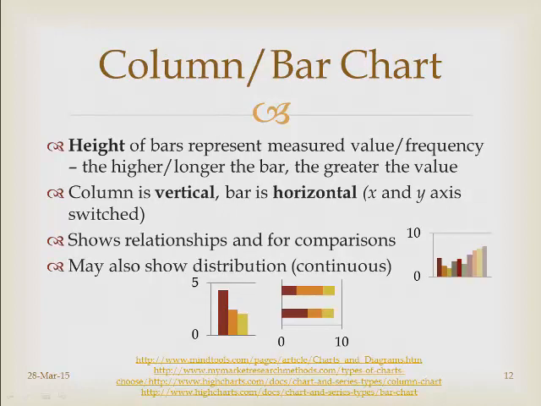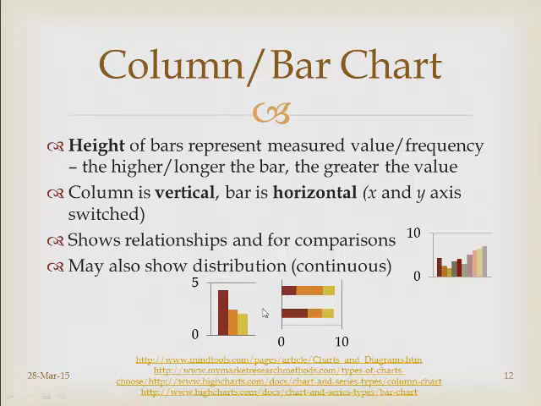Now, what about a column or bar chart? A column or bar chart has the height of the bars represent a certain measured value or frequency. For example, the higher or longer the bar, the greater the value, obviously. The shorter or smaller the bar, the smaller the value. A column chart is vertical, meaning it is facing upwards, and the bar chart is horizontal. So this is a column chart, this is a bar chart. The only difference is that the x-axis and the y-axis are switched between the two types.